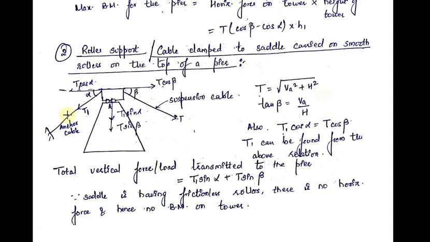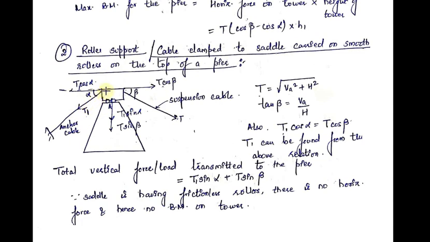Now we will calculate the values. The amount of tension in the suspension cable can be calculated by this simple formula: capital T equals under root of VA square plus H square, which we are already using. Here tan beta can be calculated by VA upon capital H. See, now we have to find out the value of capital T1.